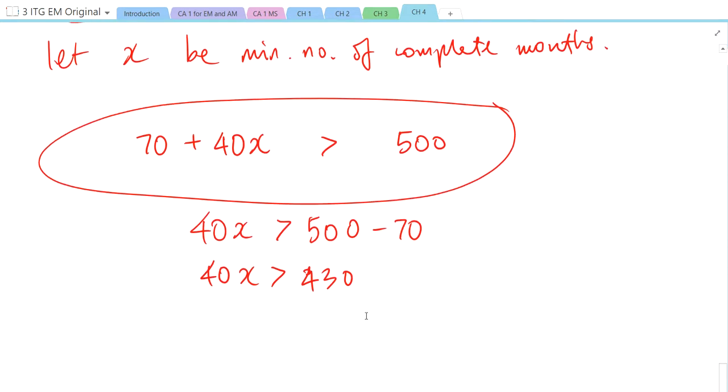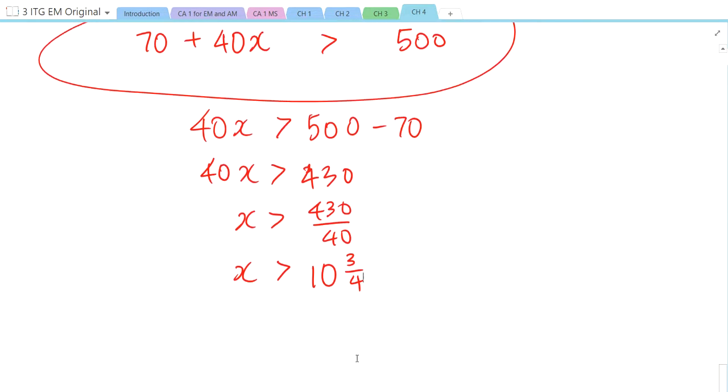So what do we do next? x greater than 430 divided by 40. x must be greater than 10 and 3 over 4. Am I right? So minimum x is 11.